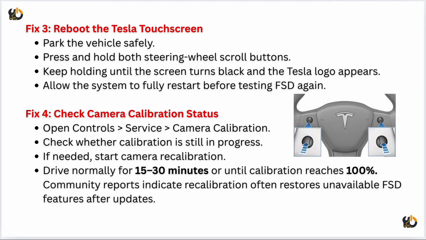Fix 4. Check camera calibration status. Open Controls, then go to Service. Click on Camera Calibration and check whether calibration is still in progress. If needed, start camera recalibration. Now drive normally for 15 to 30 minutes or until calibration reaches 100%. Community reports indicate calibration often restores unavailable FSD features after updates.